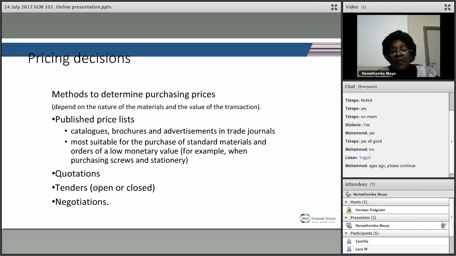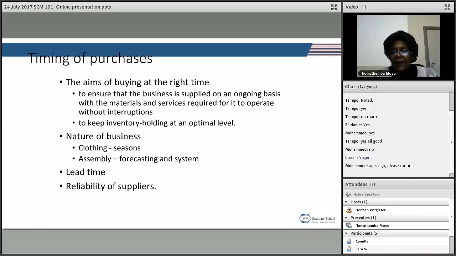Those will have published price lists. Most suitable for the purchase of standard materials and orders of low monetary value. For example, when purchasing screws and stationery, those are listed. But sometimes you get these decisions from quotations or from tenders when people are invited to tender, or from negotiations.